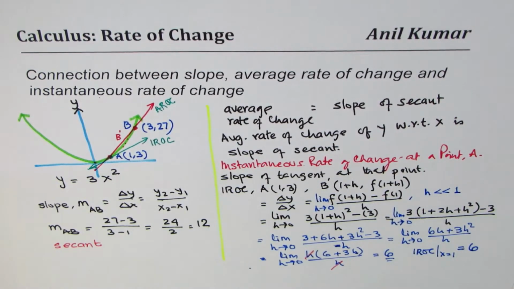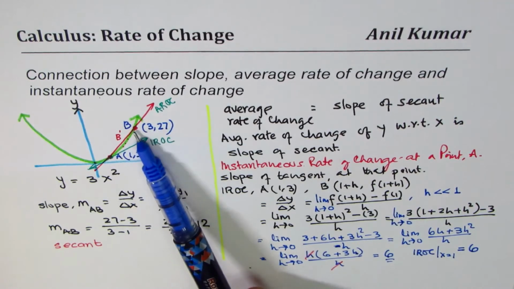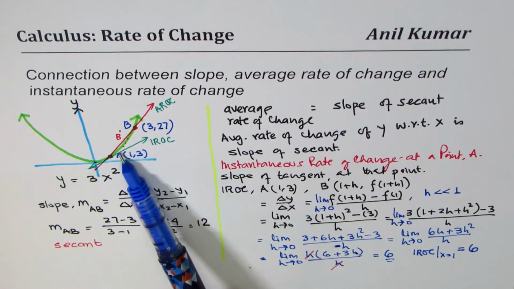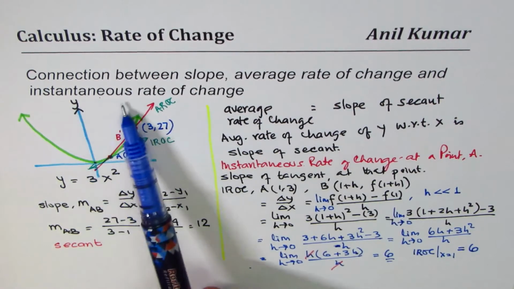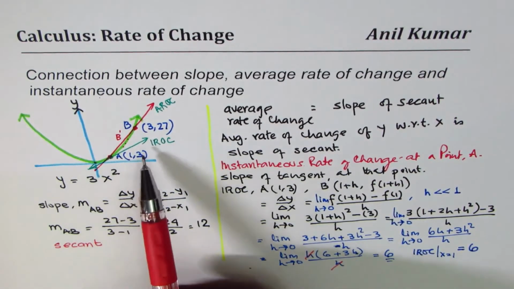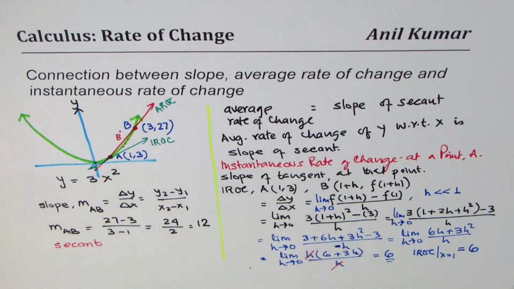Do you see that? So when the point B comes very, very close to A, the secant becomes a tangent, and the average rate of change becomes the instantaneous rate of change. Do you see that? And we can find its value as shown in this particular case, right? So you can also see from the diagram the slope of the tangent is much lesser than that of the secant. It comes out to be 6 with our calculations, right? So I hope you understand and appreciate how slope, average rate of change, and instantaneous rate of change are connected.